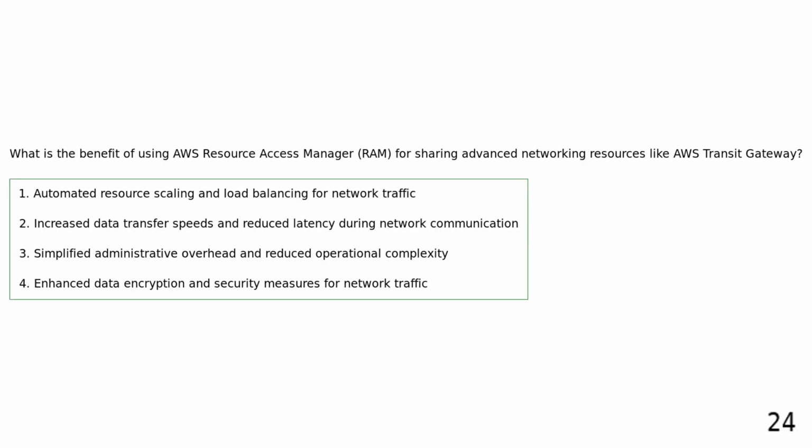What is the benefit of using AWS Resource Access Manager for sharing advanced networking resources like AWS Transit Gateway? Automated resource scaling and load balancing for network traffic. Increased data transfer speeds and reduced latency during network communication. Simplified administrative overhead and reduced operational complexity. Enhanced data encryption and security measures for network traffic.